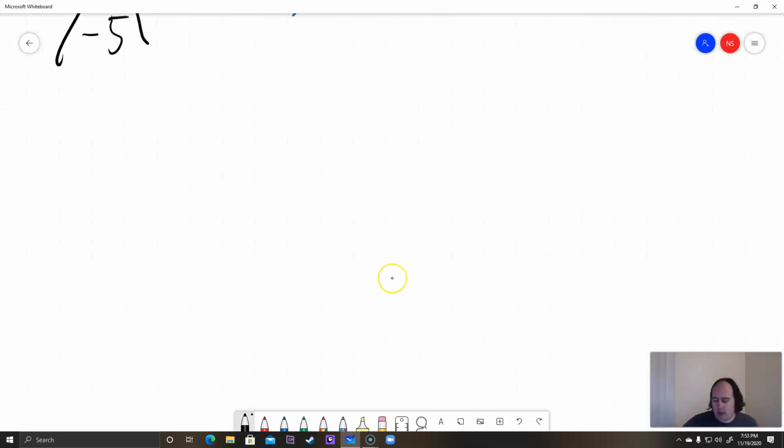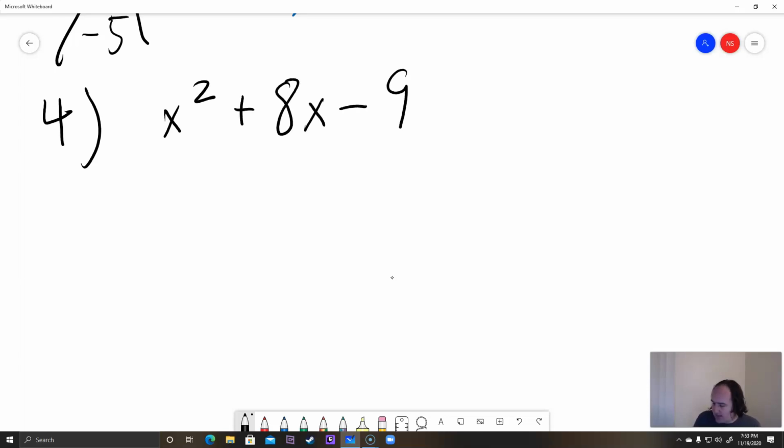So let's take a look at problem number 4. I want to do a ton of examples here, to make sure you see all the different cases. So problem number 4 is x squared plus 8x minus 9. So using the x method, we're going to have negative 9 on the top and 8 on the bottom. So we want two numbers that multiply to negative 9, which means one of them has to be negative and the other one has to be positive.